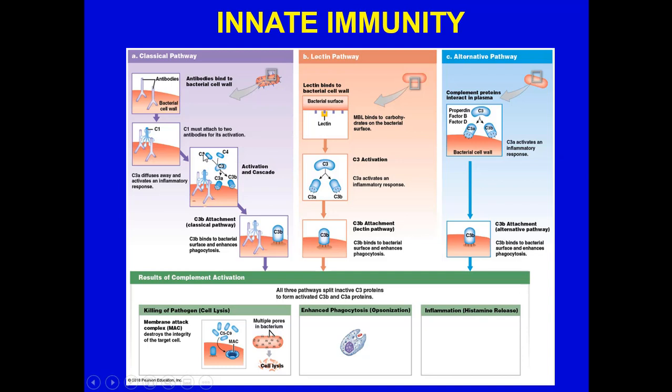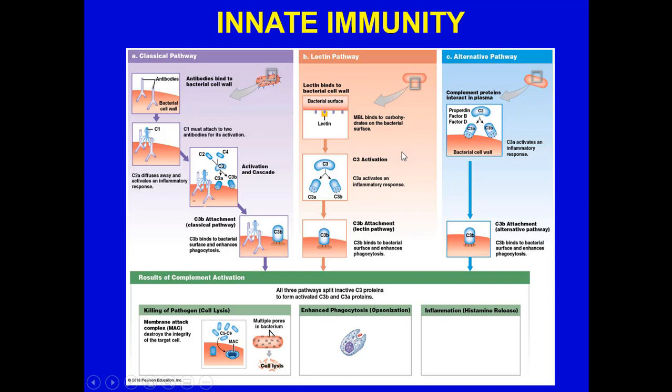So you can see all of these things. You can see there's C2, C3, C3b, C3a, etc. And they all act in this cascade format with eventually C3b binding to the bacteria surface and enhancing phagocytosis. That's the classic pathway. In the lectin pathway, you have on the bacteria surface certain lectins, and this lectin will bind to the bacteria cell wall because of the fact you have mannose there. Mannose is a type of sugar.